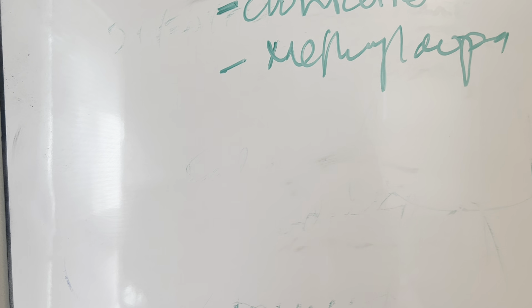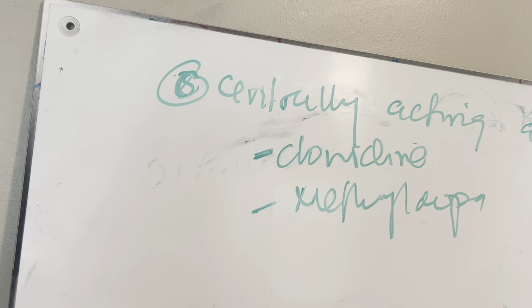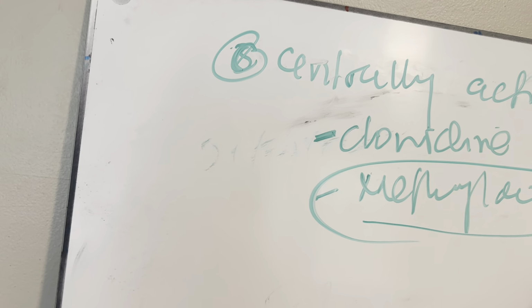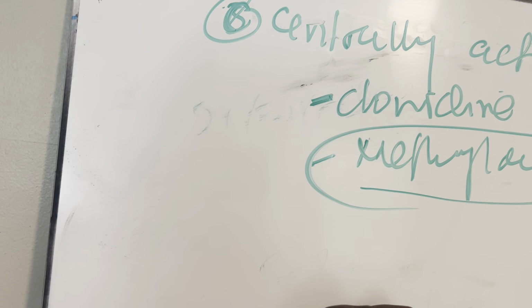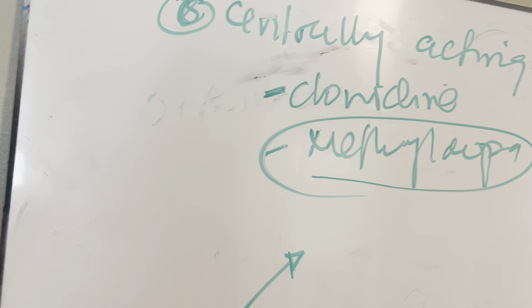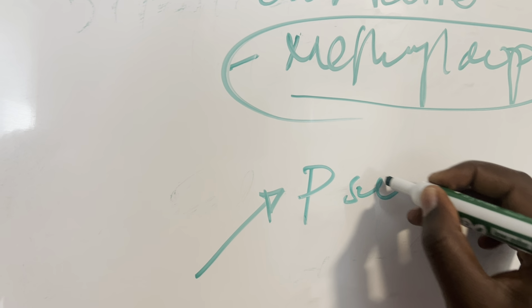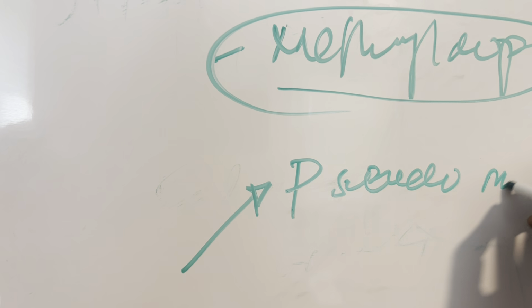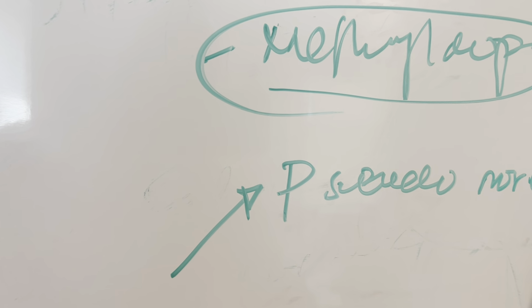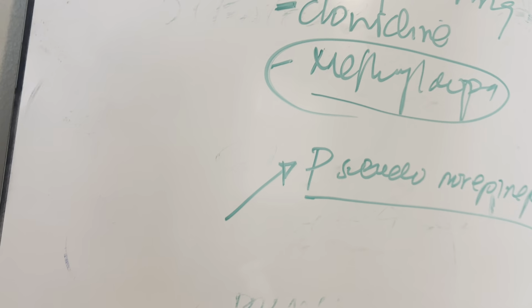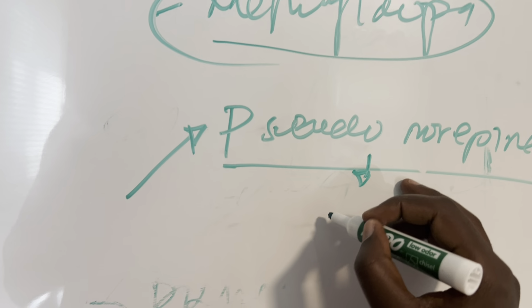How do they work? They stimulate alpha-2 adrenergic receptors in the brain, reducing sympathetic outflow, causing cardiac output to be reduced. But for methyldopa specifically, this is a prodrug, so it is converted into what we call norepinephrine. So it is converted to this. So this is a false neurotransmitter.